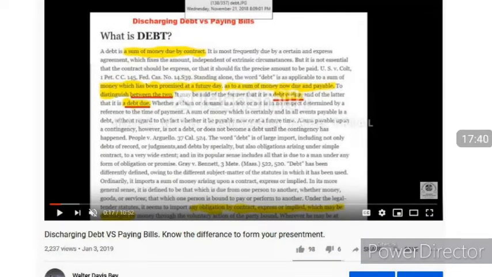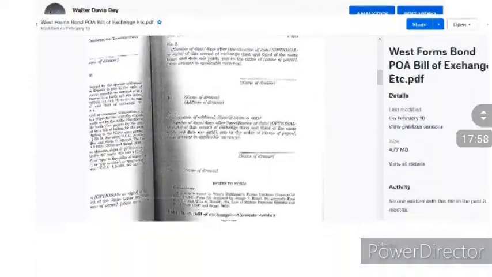This is the video I was talking about. Definitely a prerequisite. If you haven't looked into those topics I was just talking about, where I broke down the actual definitions of debt, the owe versus due.